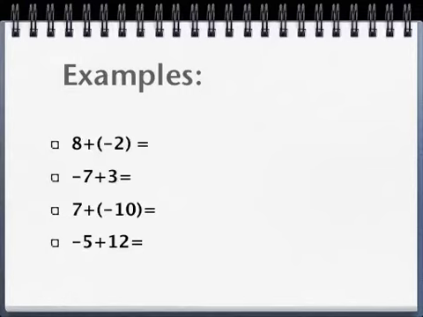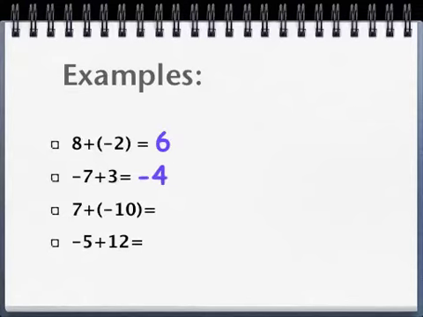So examples of this, we have 8 plus a negative 2. 8 is positive, the 2 is negative. So we're going to go ahead and subtract the numbers. 8 minus 2 is 6. And my answer is going to be positive because 8 is positive and greater than the 2. The next example, we have negative 7 plus 3. 7 is larger than 3, so we need to keep the sign that goes with 7, which is a negative, and subtract the numbers. 7 minus 3 is 4, so my answer is negative 4.